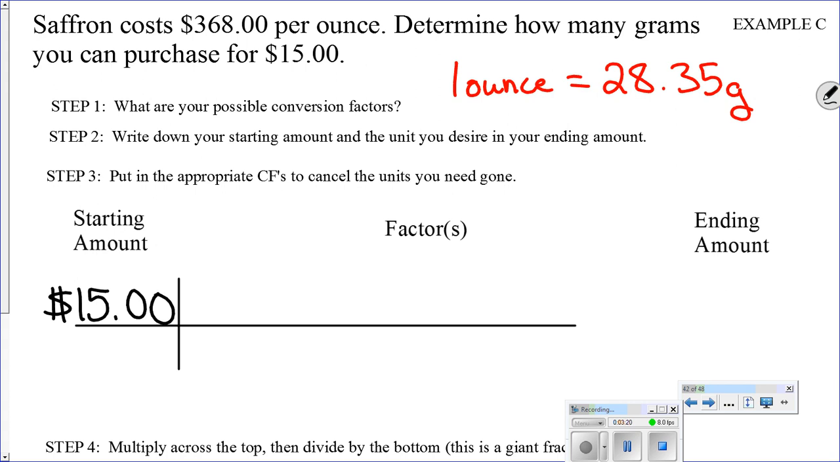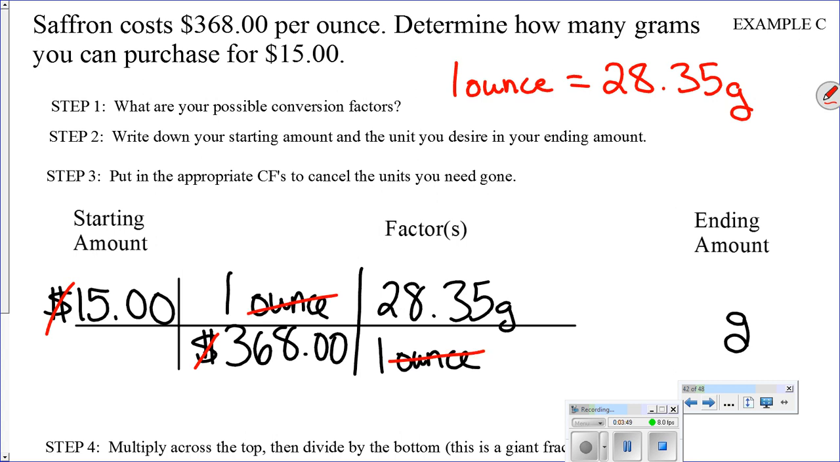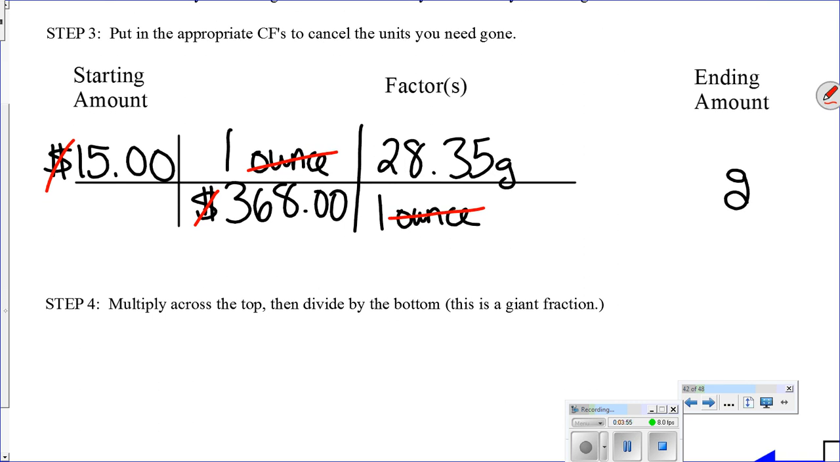And I want to turn this $15 into grams of saffron. So I'm first going to have to get my dollars to cancel. So I need dollars on the bottom. So $3.68 is equivalent to 1 ounce. Dollars cancel. My next conversion factor, I'm going to put my 1 ounce on the bottom and my grams on top. Ounces are going to cancel. So you're going to do 15 times 28.35 divided by 3.68.